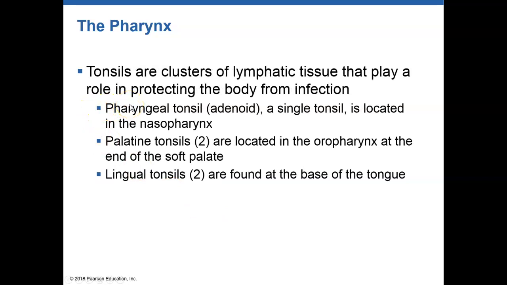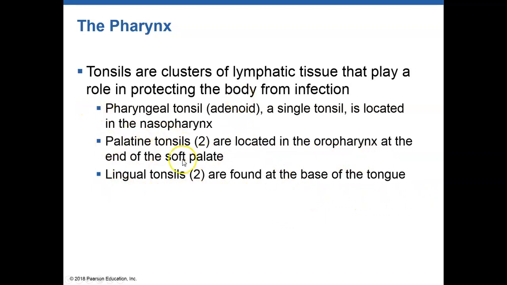There are tonsils located within the pharynx, and some of these tonsils are located very close to the nasopharynx. So we have a pharyngeal tonsil. It's located within that nasopharynx. We have 2 palatine tonsils located in the oropharynx. And then we have 2 lingual tonsils that are located at the base of the tongue.